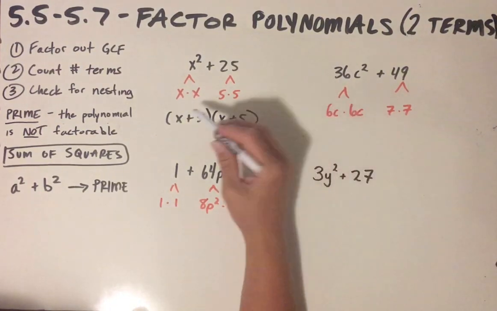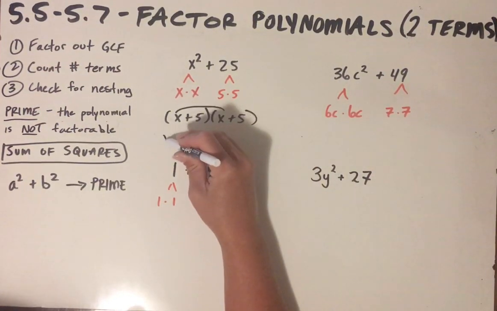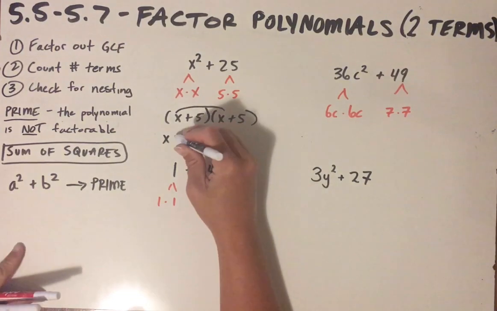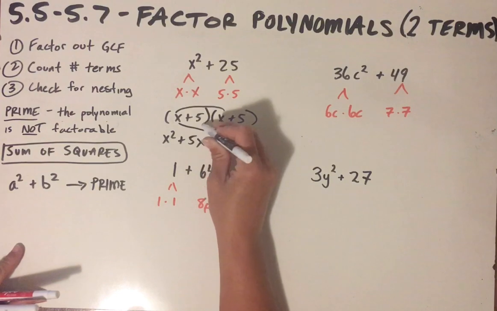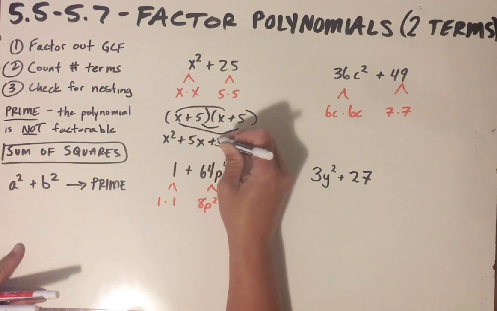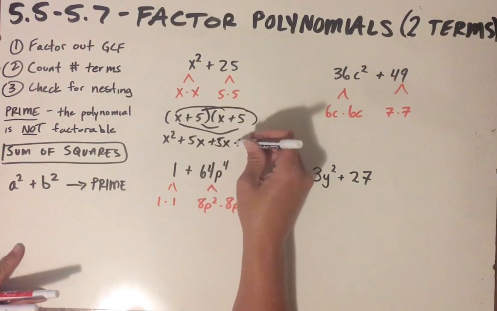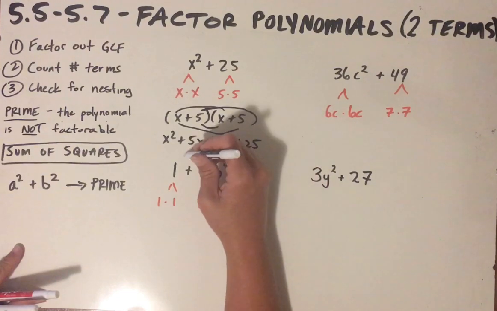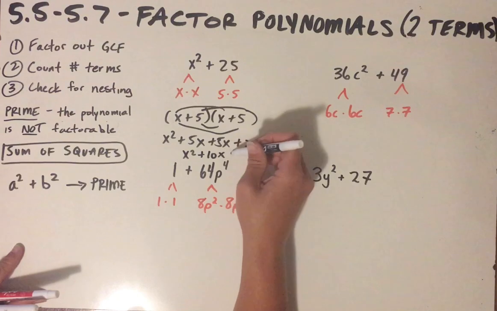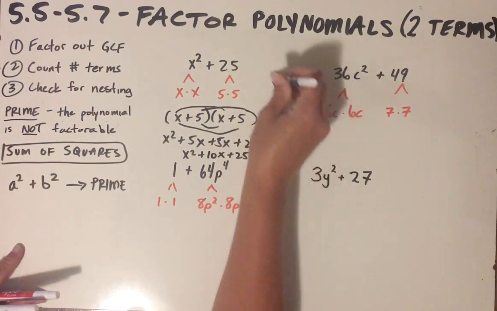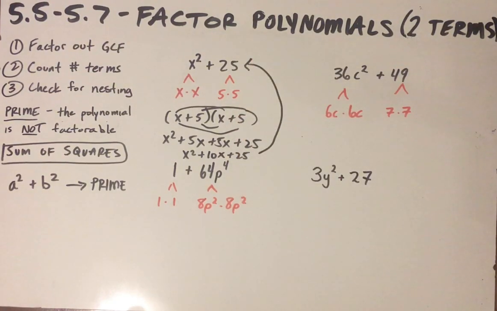Well, if I were to multiply this back out, my firsts, outers, inners, and lasts, I end up with x squared plus 10x plus 25. And you can see, whoops, this is not what I started with. So that's not going to work.